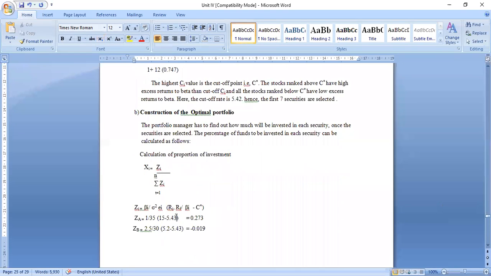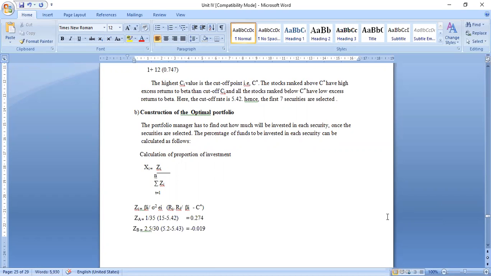5.42. So I have to change the values for each of the securities here. So 15 minus 5.42 equals 9.58, giving 0.273. So it will not make much difference here. Here you will get it recurring as 0.2737. If you want, you can make it 4, not a problem.